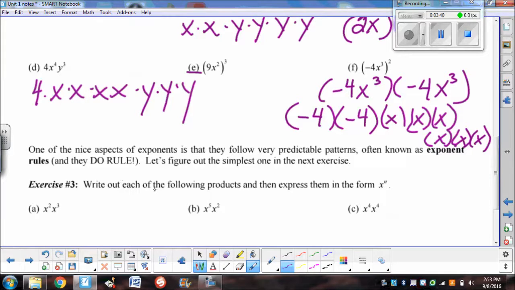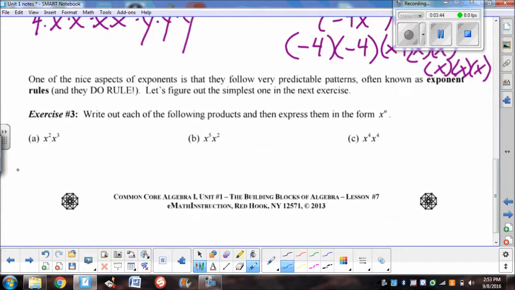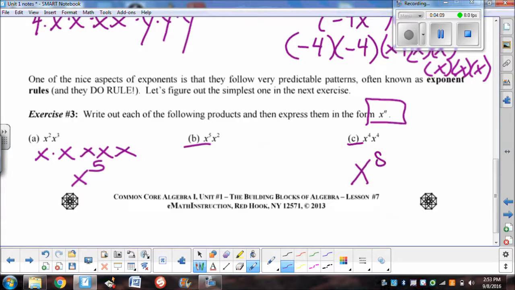So it says, write each of the following products and then express it as x to the n. So what does this mean? This means x times itself twice and then x times itself 3 more times. So really, if we were to express this as x to the n, meaning one base with one exponent, how many x's do we have here? Well, we have 5. And then I'm going to let you do B. And then I'm going to jump right down and tell you that that is x to the 8th.